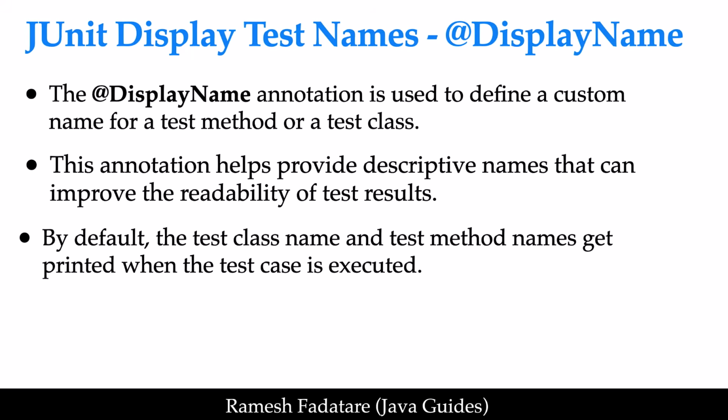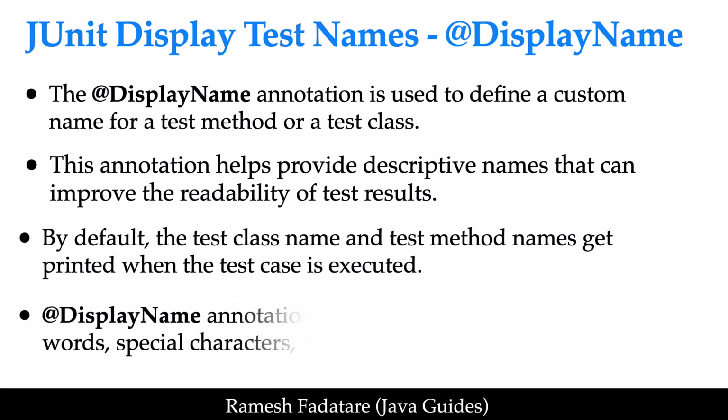Well, when we execute the JUnit test case, by default, the test name or class name gets printed in the results, right? But by using the @DisplayName annotation, we can customize the name of the test method as well as the test class. We will see an example of how we can customize the test name and test class.